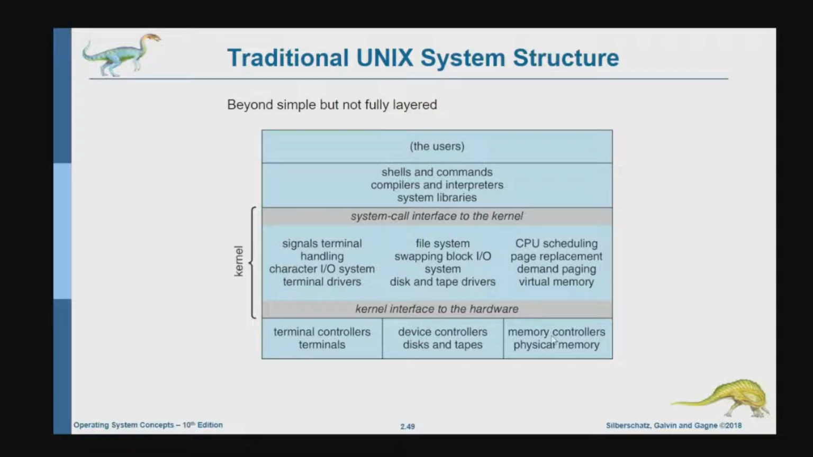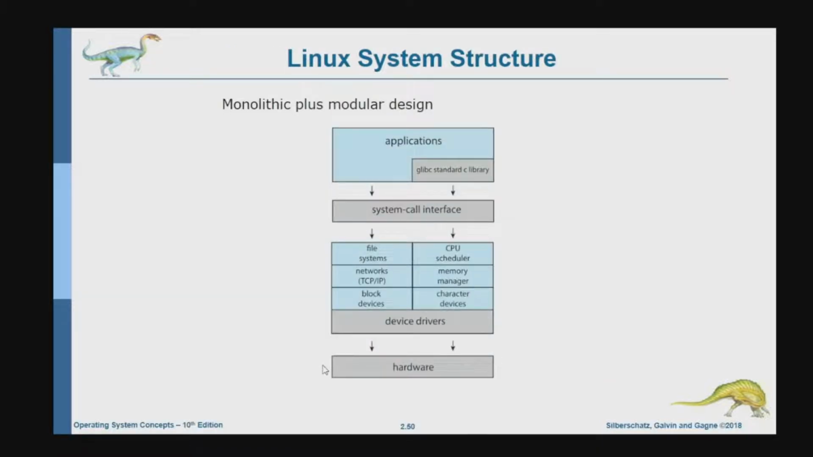So the device controller, memory controller. This one is the kernel. And then we have the shell, commands, compiler, interpreter, system libraries, and then the user. The user interacts with this part, and this will be linked with the system call. System call goes to the services provided by the operating system, and then it is linked to the hardware. So that is the traditional Unix structure.